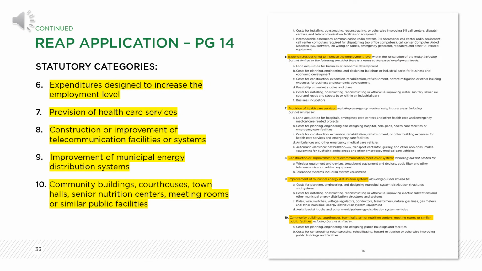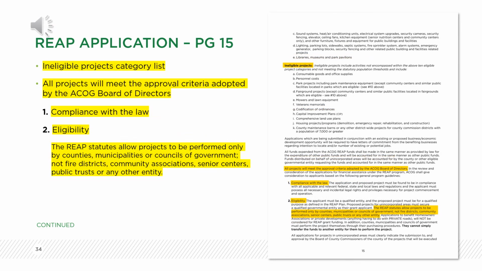20% of the REAP funds may, however, be allocated to projects that fall under the 4 categories: provisions of healthcare services, construction or improvement of telecommunication facilities or systems, improvement of municipal energy distribution systems, and community buildings, courthouses, town halls, and so on. The next page in the application packet also lists the ineligible types of projects that REAP grants will not fund, so be aware of that.